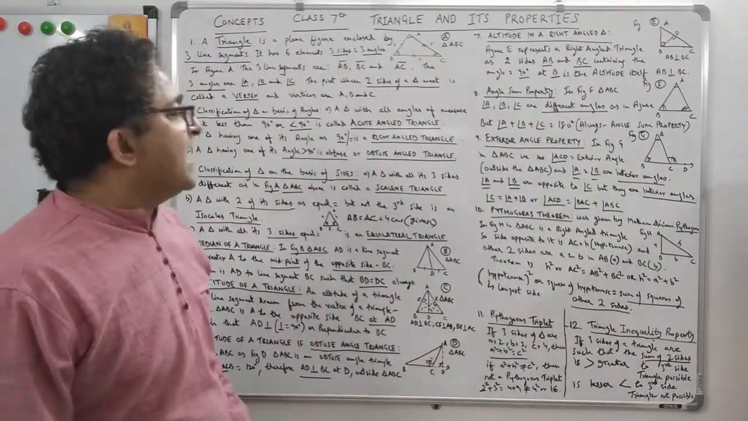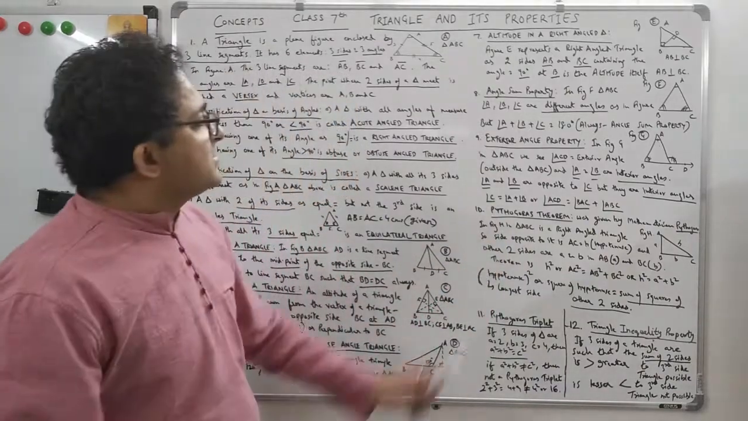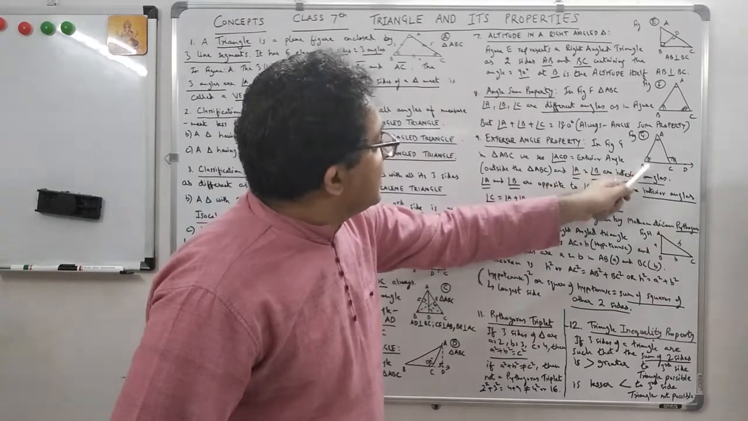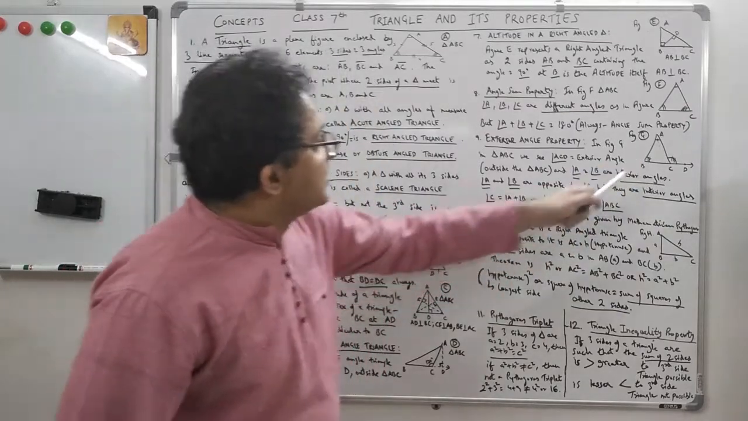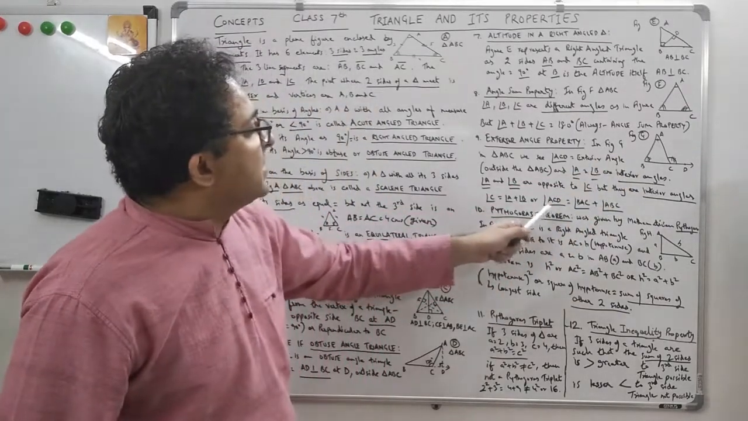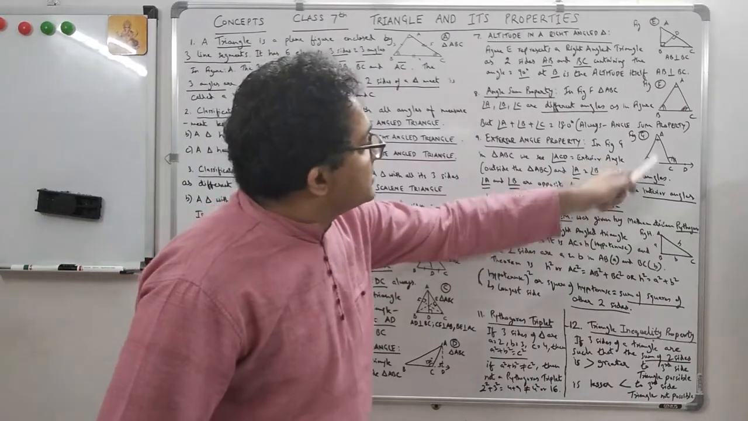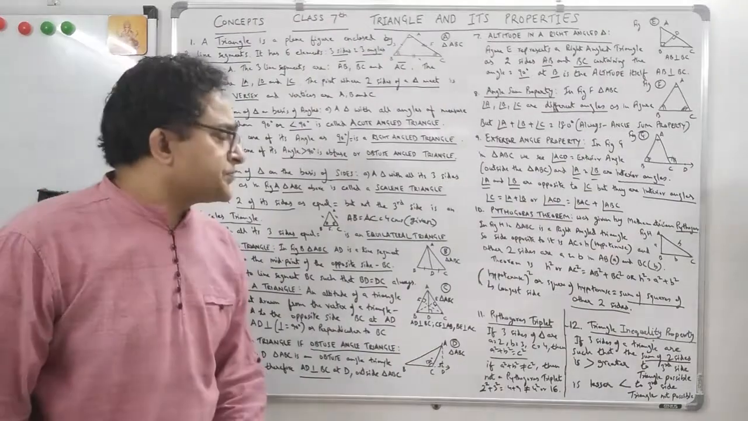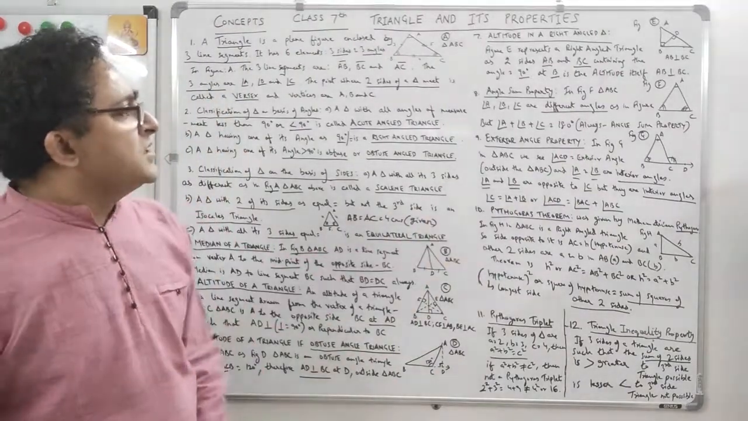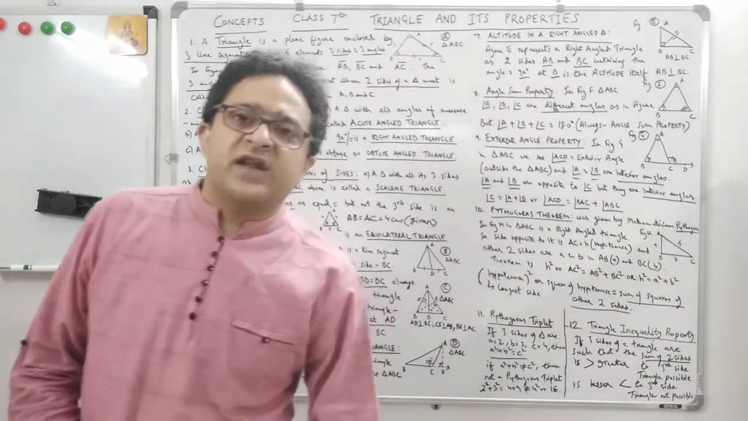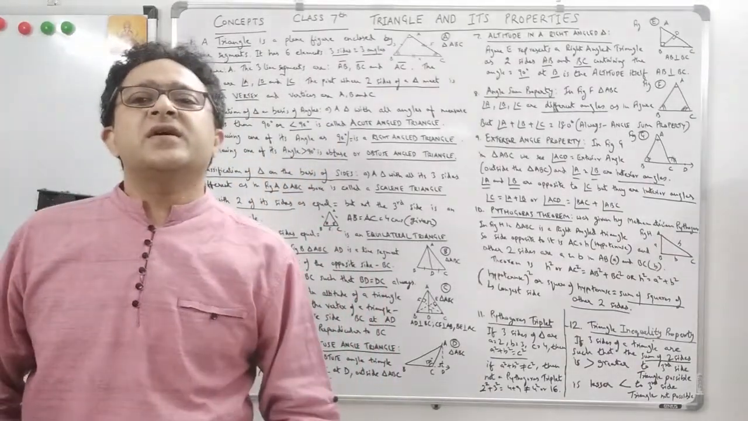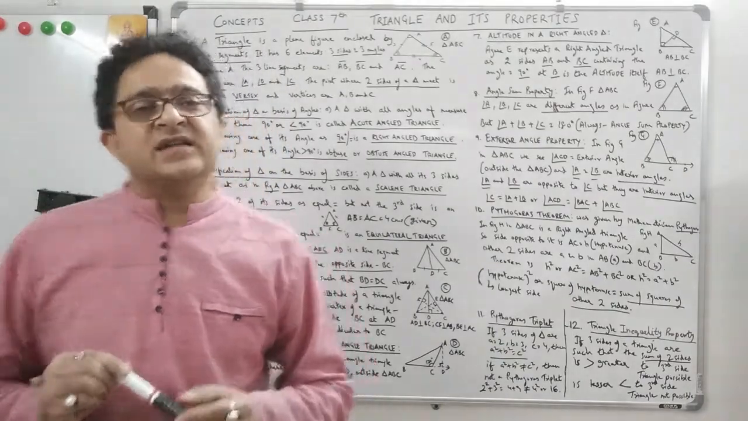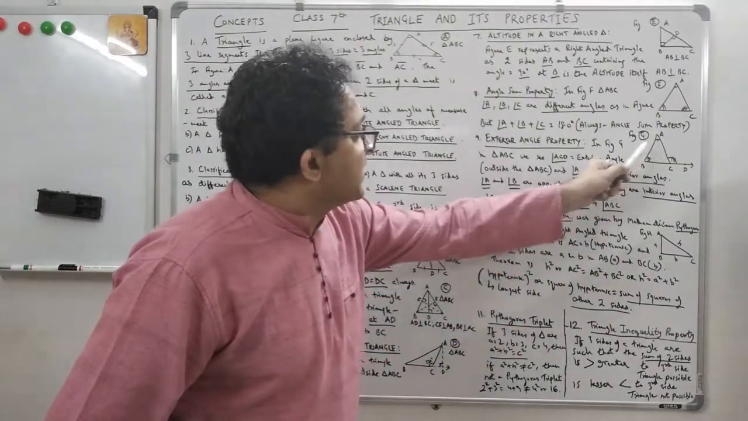So what is the property? Angle ACD is equal to angle BAC plus angle ABC, or you can say angle A plus angle B. Simple. So basically, this property is that the exterior angle of a triangle is equal to the sum of the interior opposite angles. Angle C is equal to angle A plus angle B.